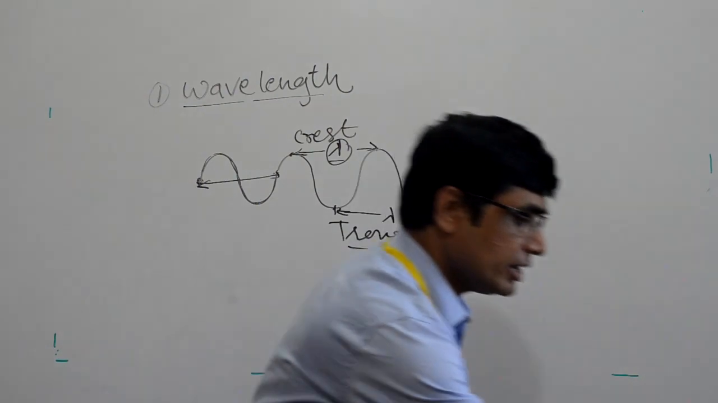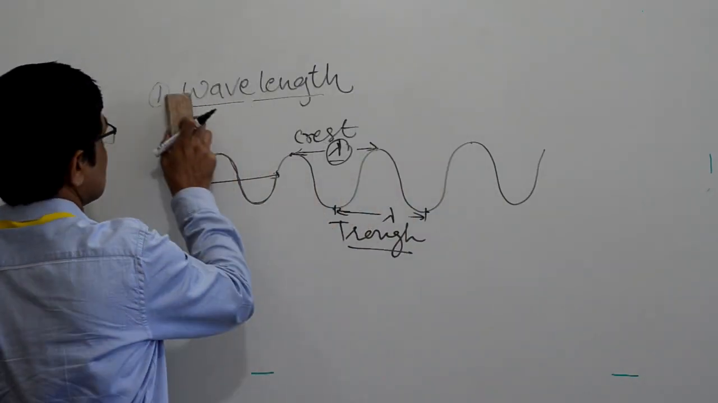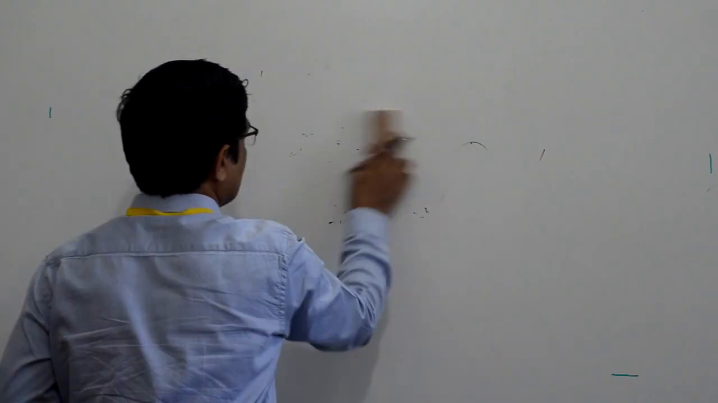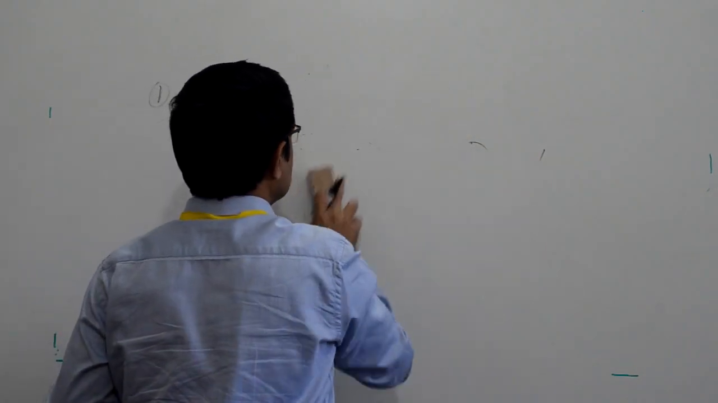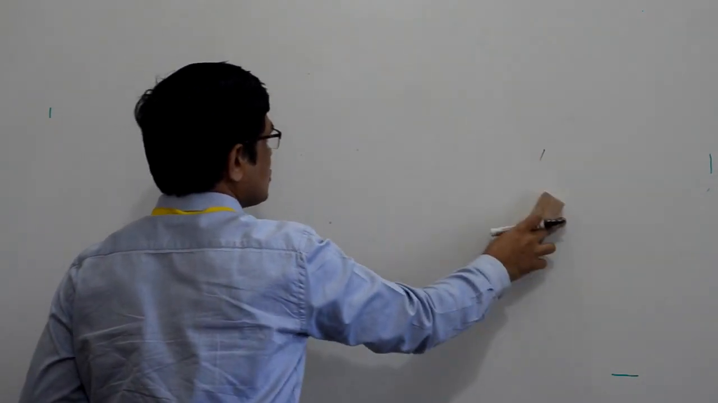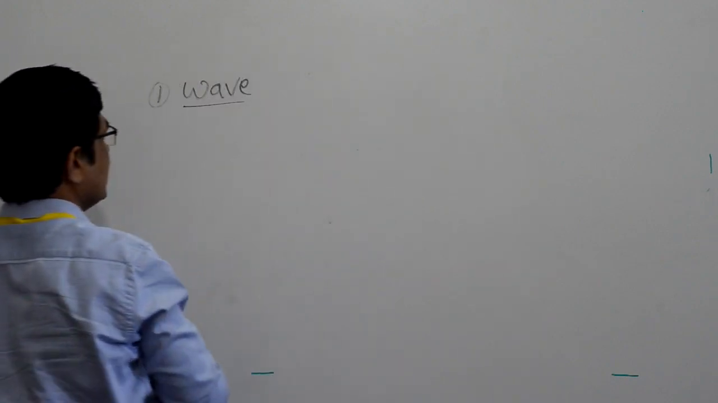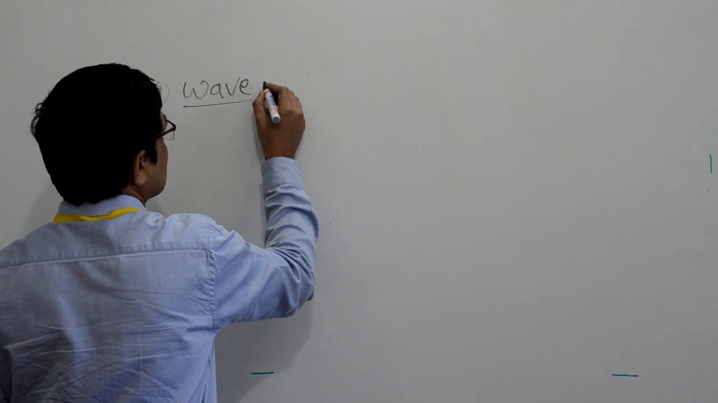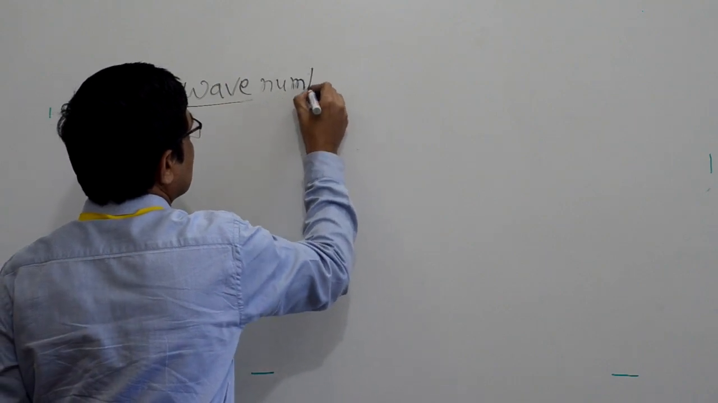The next point we have to discuss is the wave number. Another point in spectroscopy, or we can say in every spectroscopy, that we have to discuss is the wave number.